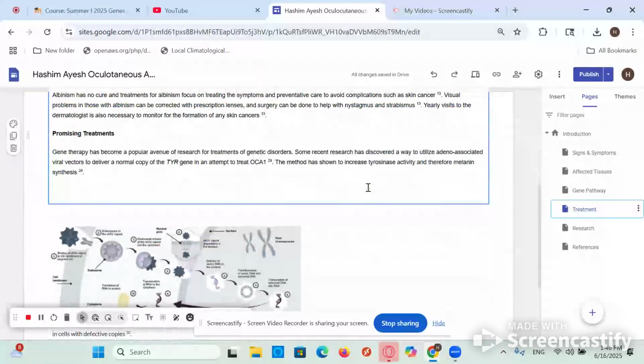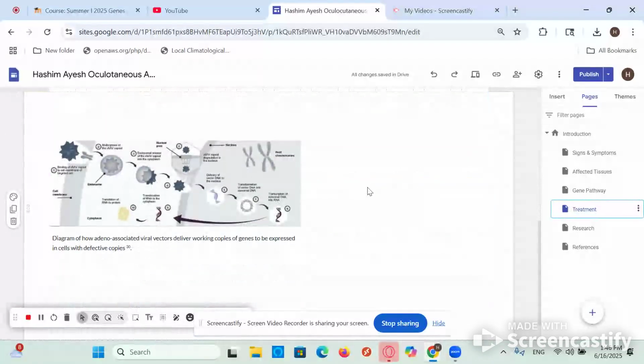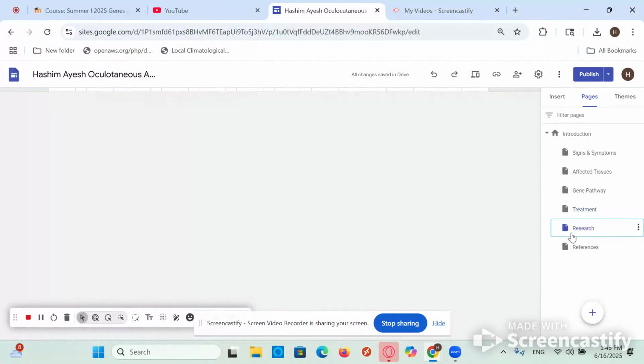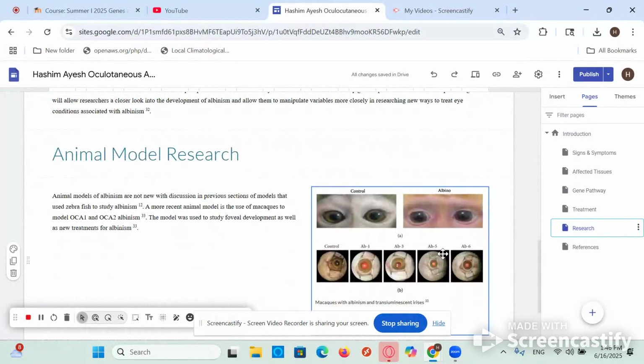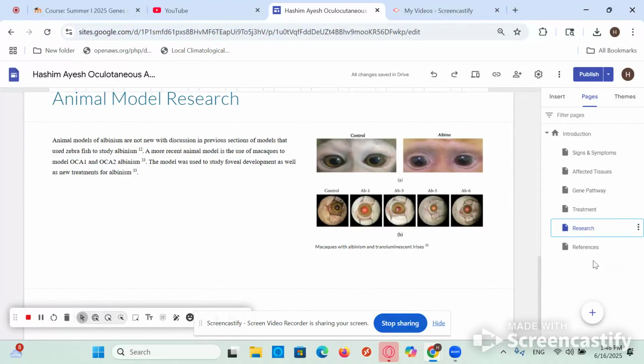Now for treatment, albinism can't really be treated necessarily, at least certain things like with vision may be able to, but with the skin and the hair not necessarily. But there's a new treatment using gene therapy that I spoke about in this section as well as my research section. And I chose the macaques as my animal model because they're primates, and I found that interesting.